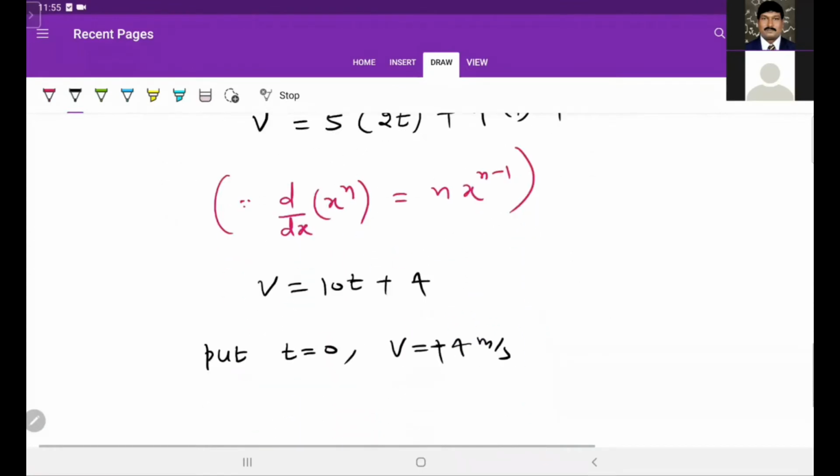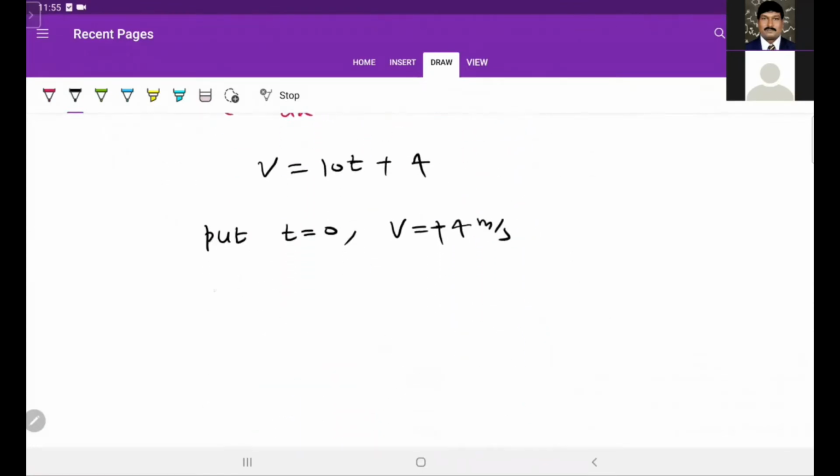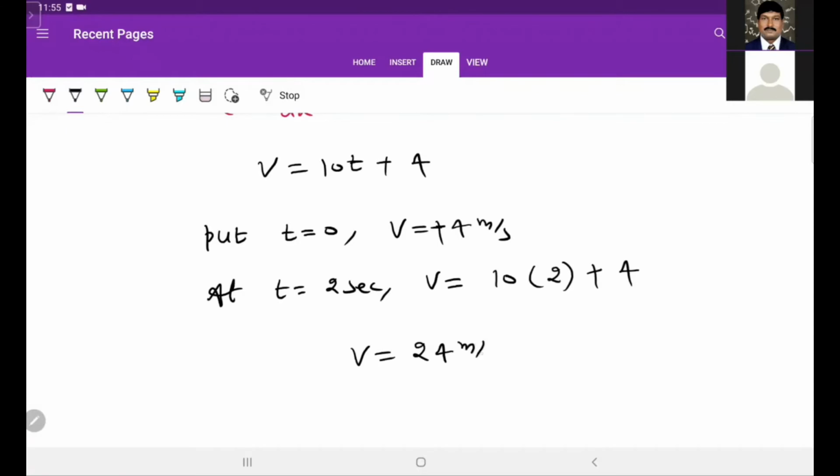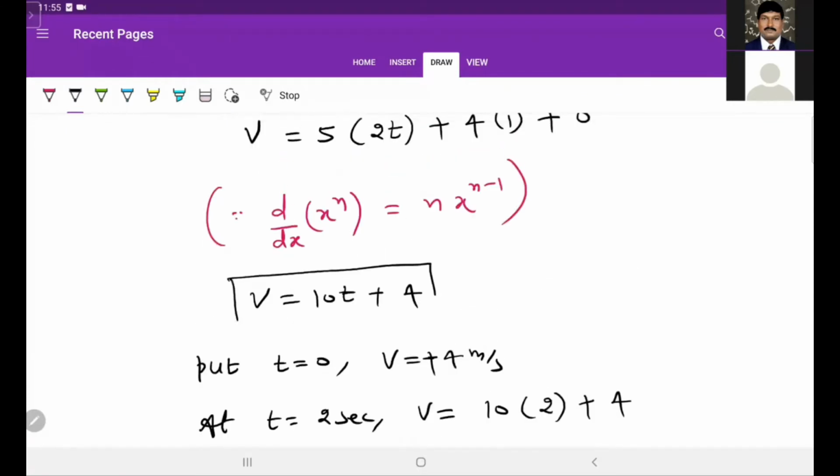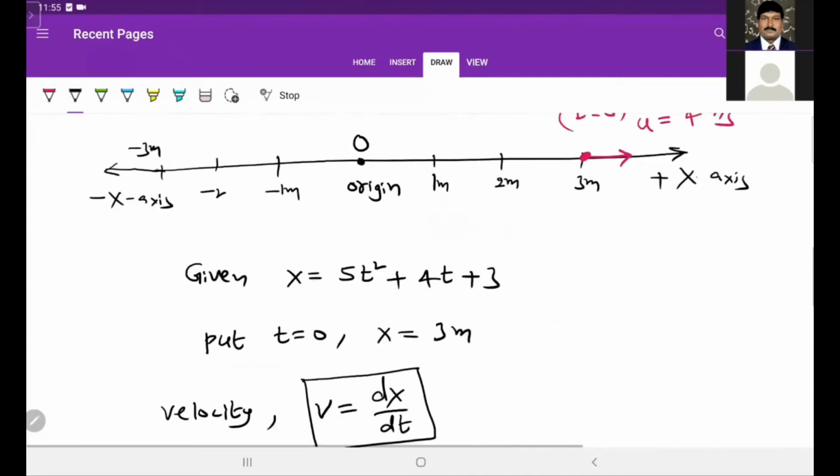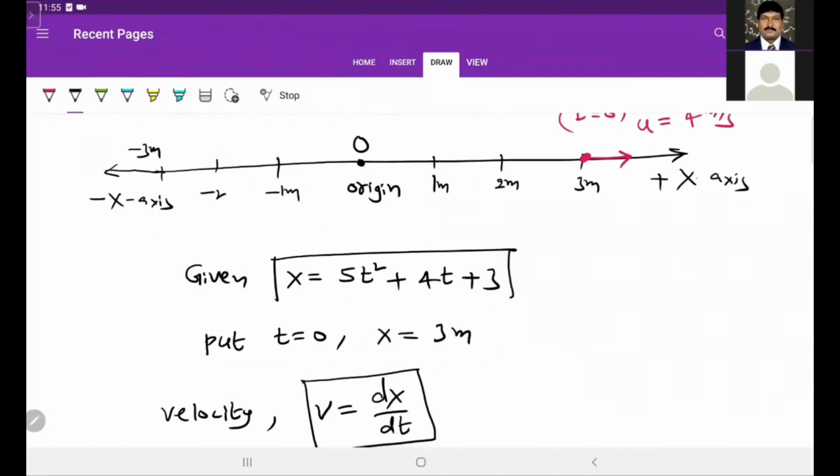But he is asking what is the velocity at time t is equal to 2 seconds. So velocity will be 10 into 2 plus 4. So velocity will be 24 meter per second. This is the answer. So this is the velocity equation. From position equation, I got velocity equation.